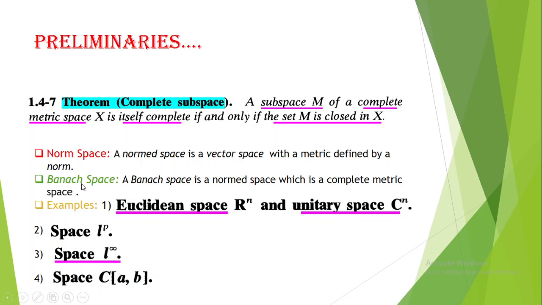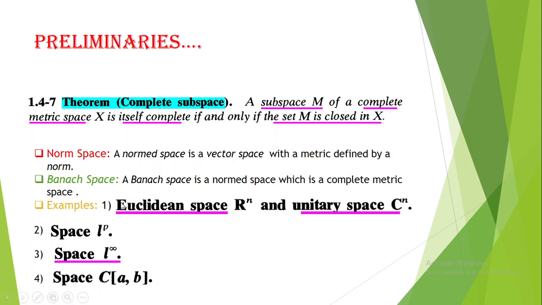Now we will define Banach space. A Banach space is a norm space which is a complete metric space. So completeness is necessary and sufficient for a space to be a Banach space.